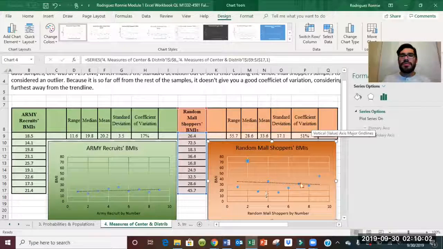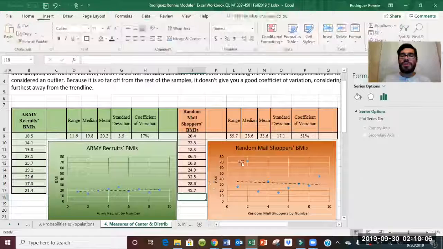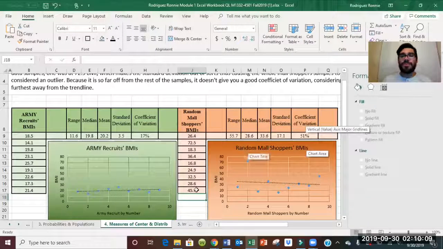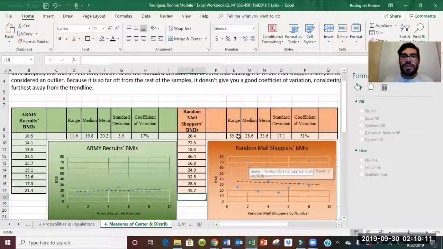It has no correlation to the rest of this here. It's just way out there. And really what that does in the long run is it skews our data, and we're not able to use this anymore because none of our averages are going to come out. Their coefficient of variation is going to come out way skewed because of this number.